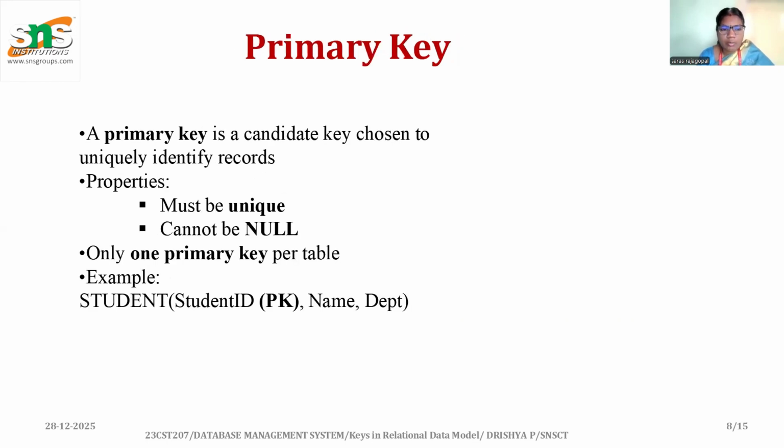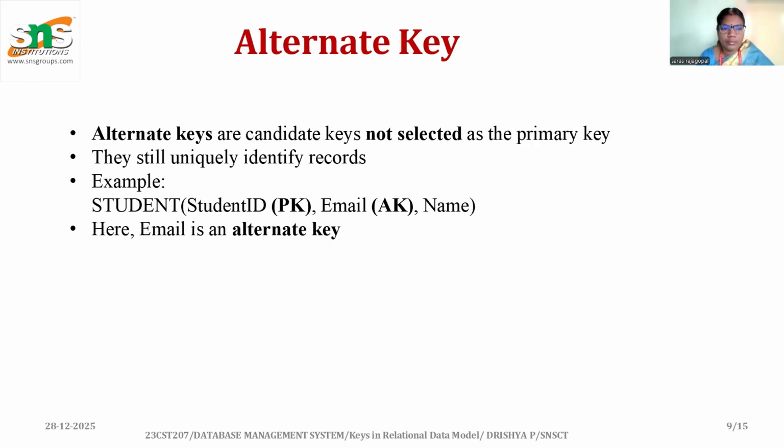Primary key. Primary key is a candidate key, the only one chosen to uniquely identify the records in the table or relation. It must be a unique value. It cannot be a null value; that is, it should have some value. There is only one primary key per table. For example, in the student table, student ID is the primary key, and the other fields are name and department.